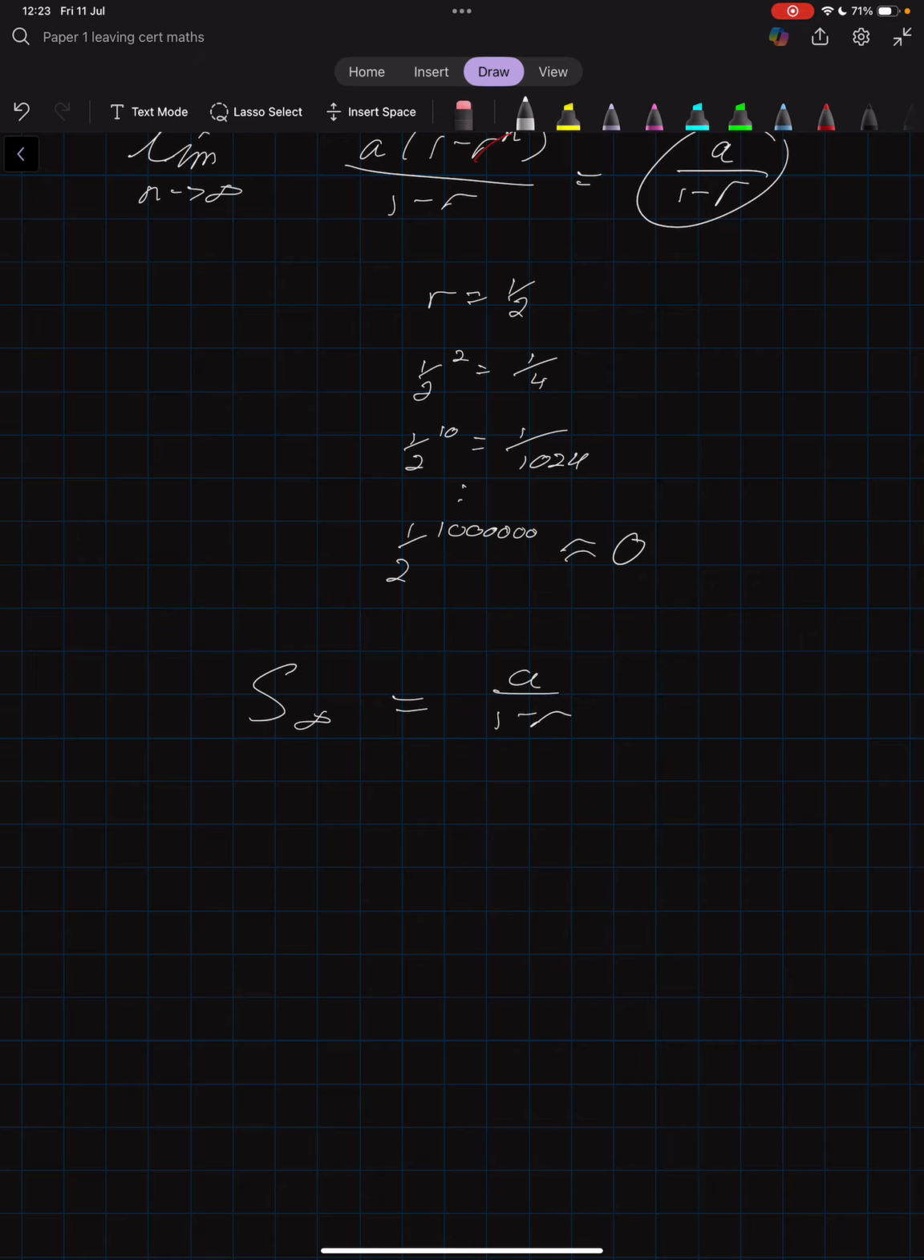Now you might have wondered why. So the linear sequence made sense. It was called linear because your Tn was a line. The quadratic was called quadratic because your Tn was a quadratic. Why is geometric called geometric?